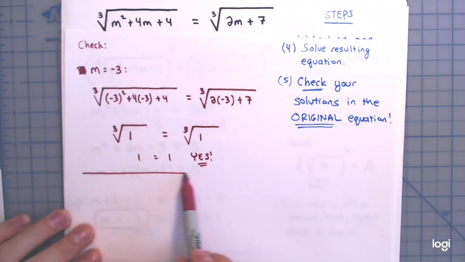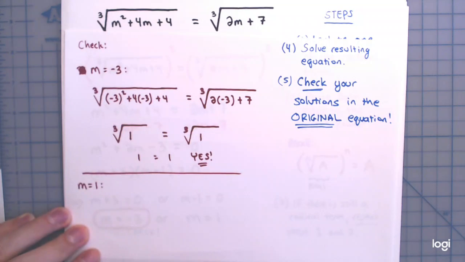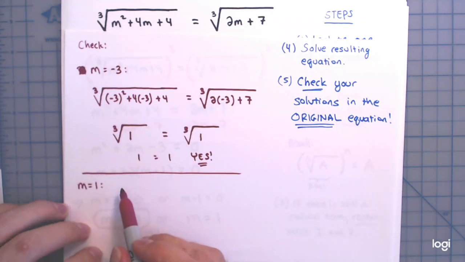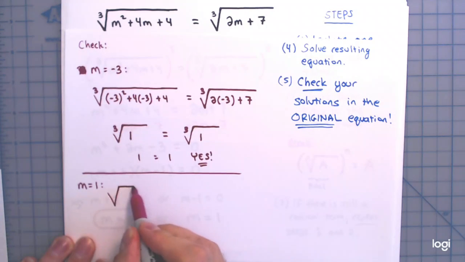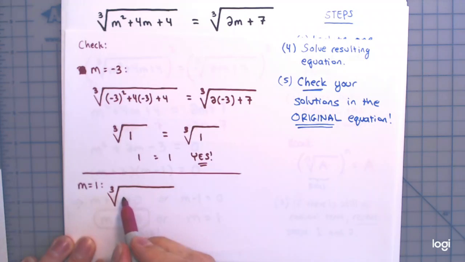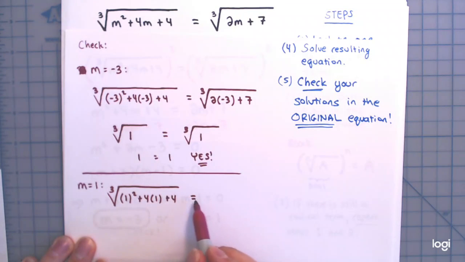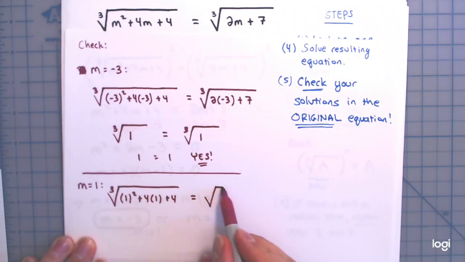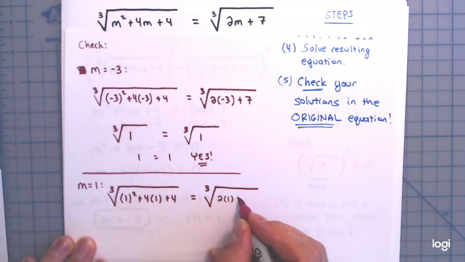Okay, so below that, we'll check m equals positive 1. And on the left side, you have the cube root. Alright, so we plug 1 in. We have the cube root of 1 squared plus 4 times 1 plus 4 on the left. On the right we have the cube root of 2 times 1 plus 7.